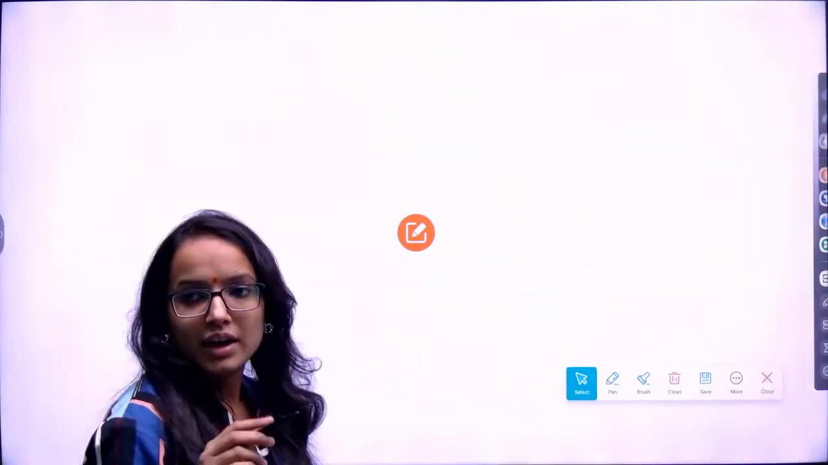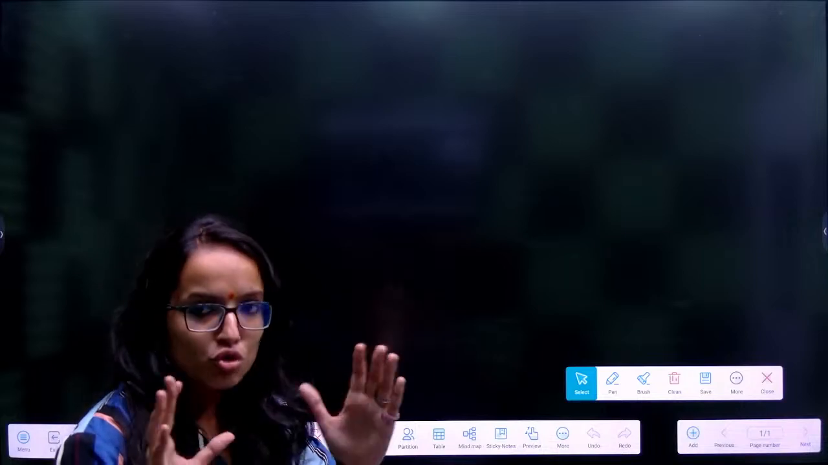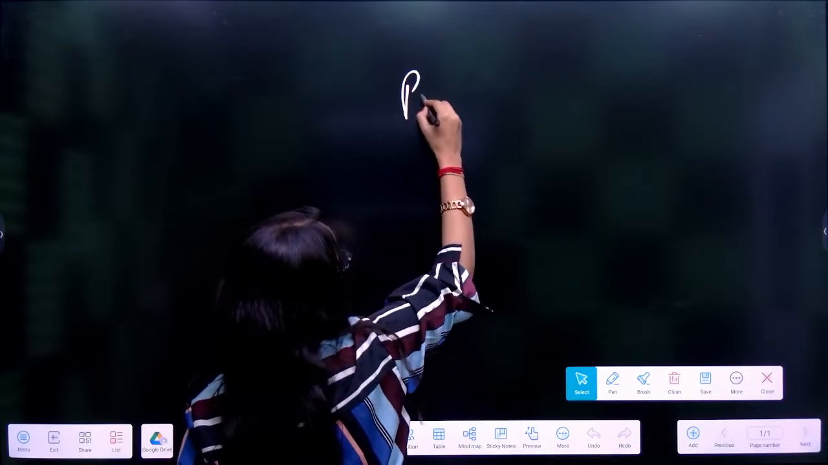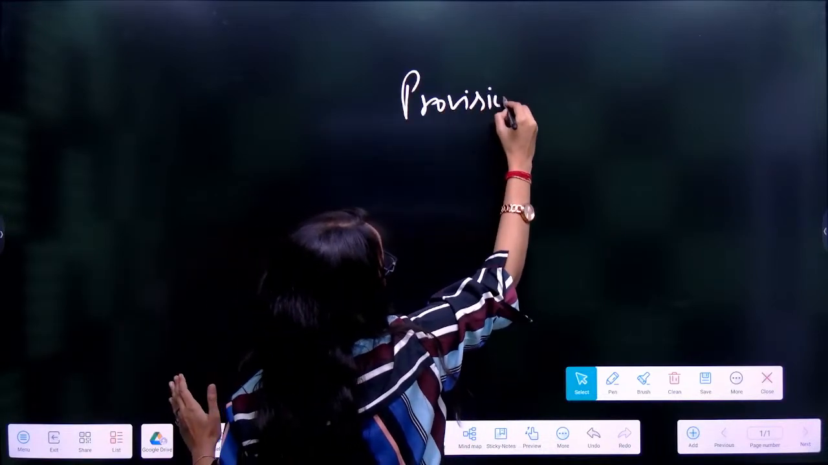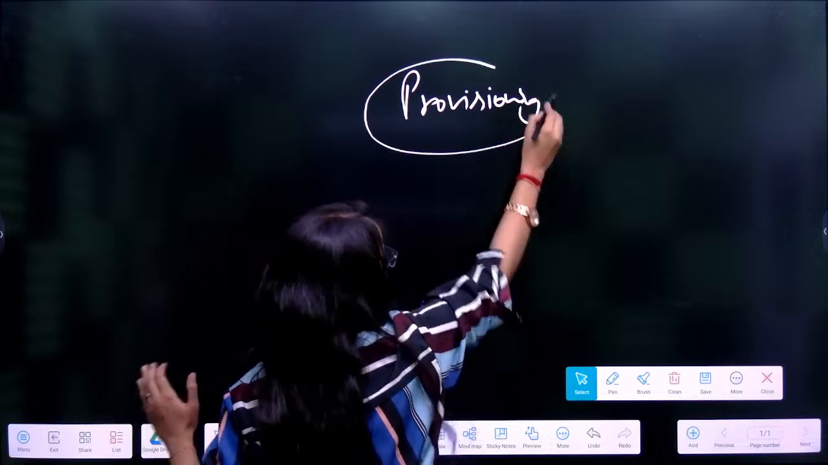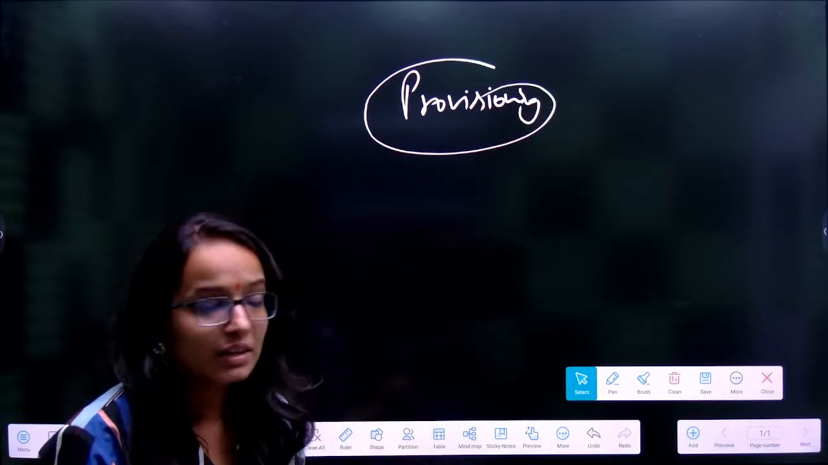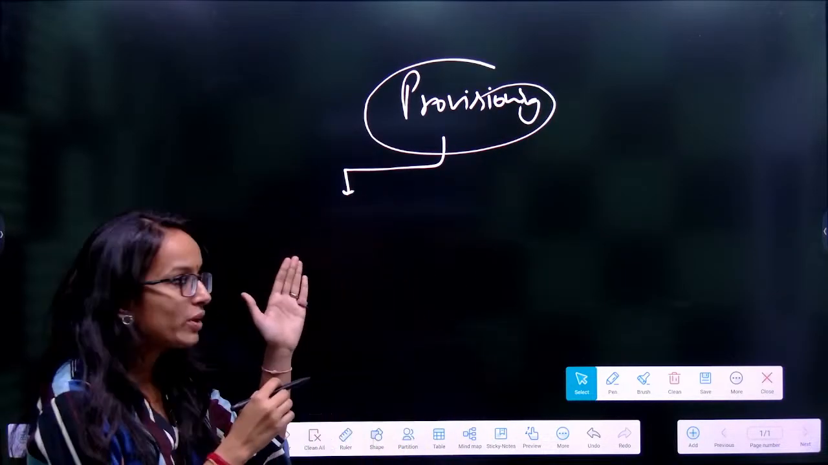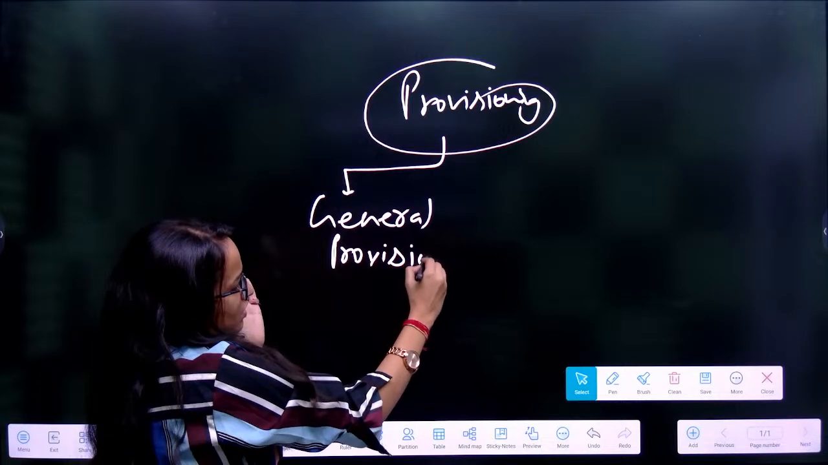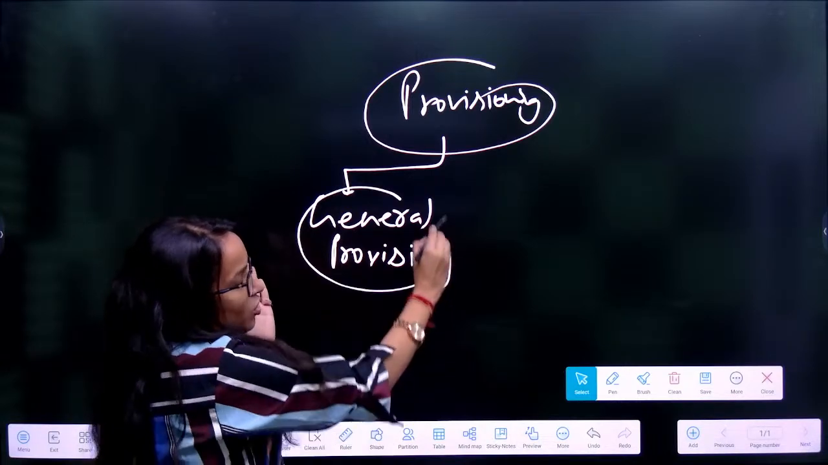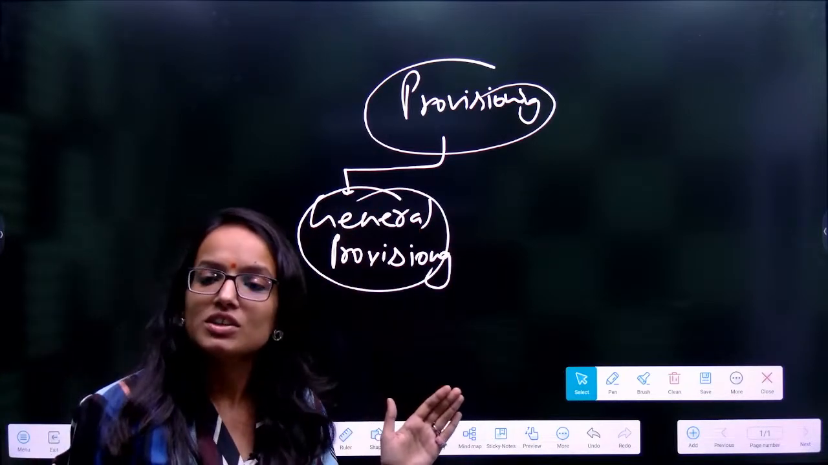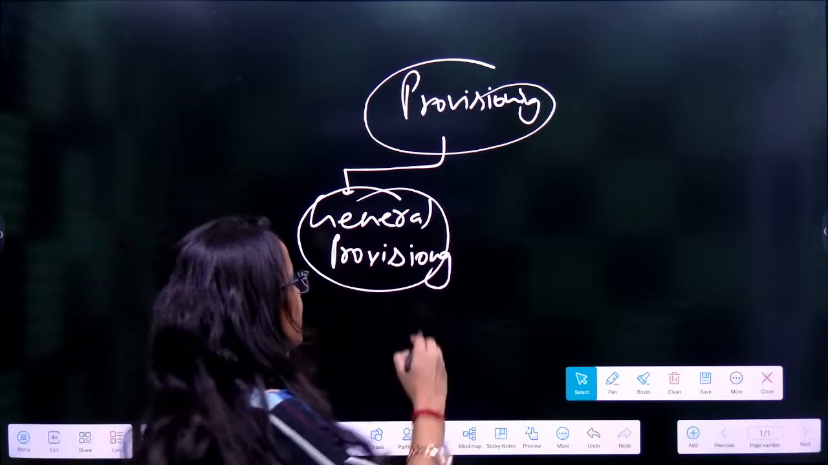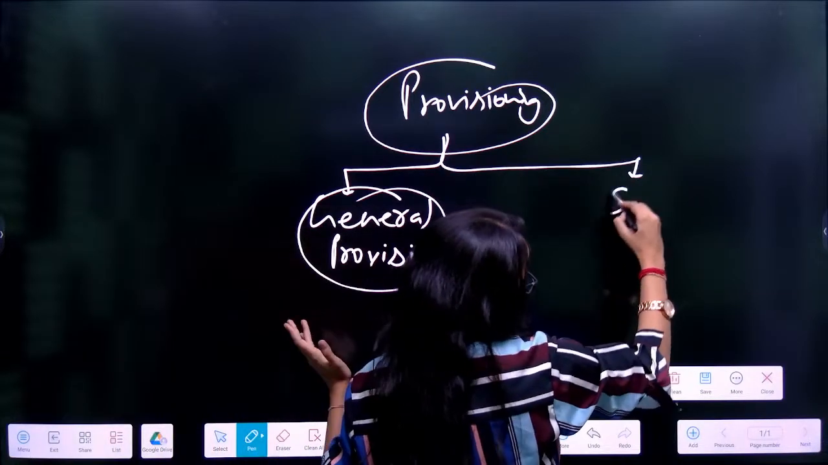In provisioning, generally there are two broad categories. When we talk about provisioning for basically risk management, it can be broadly divided into two categories. First is general provisioning, and the other one is, say, specialized.